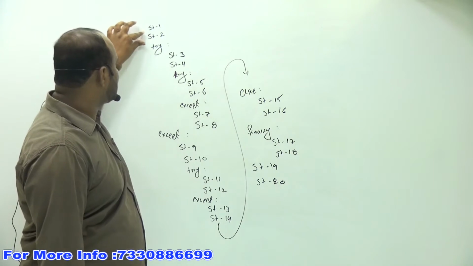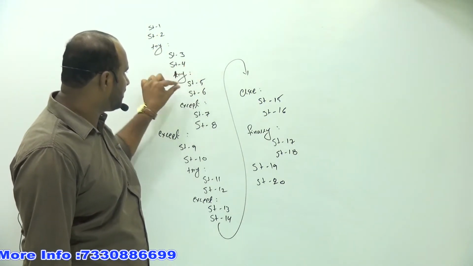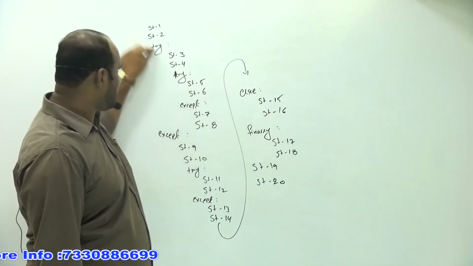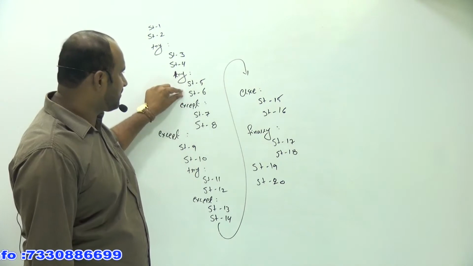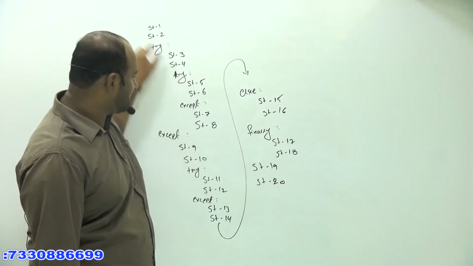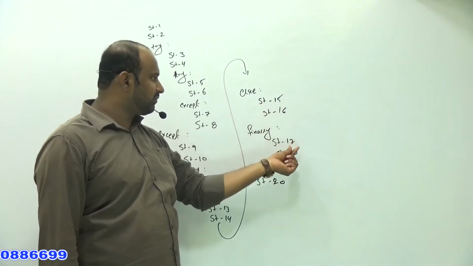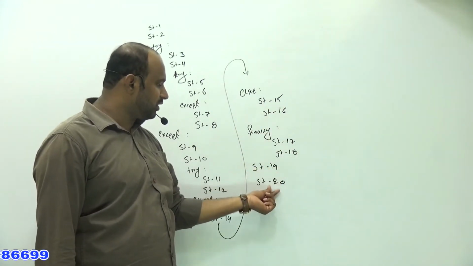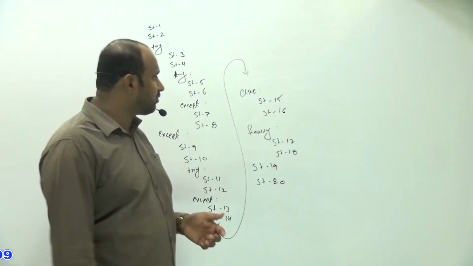1 will be executed, 2 will be executed, 3, 4, 5, 6. Up to 6 will be executed because try blocks are executed automatically, right? After 6, is there any exception in the try blocks? No, right? Then 15, 16 will be executed, 17, 18 will be executed, 19, 20 will be executed, normal termination. Yes or no?